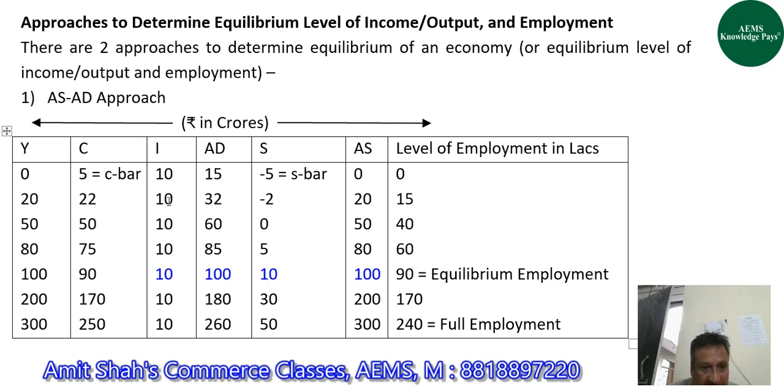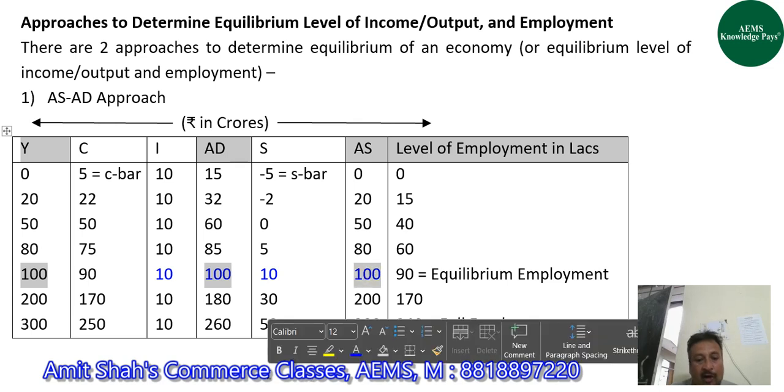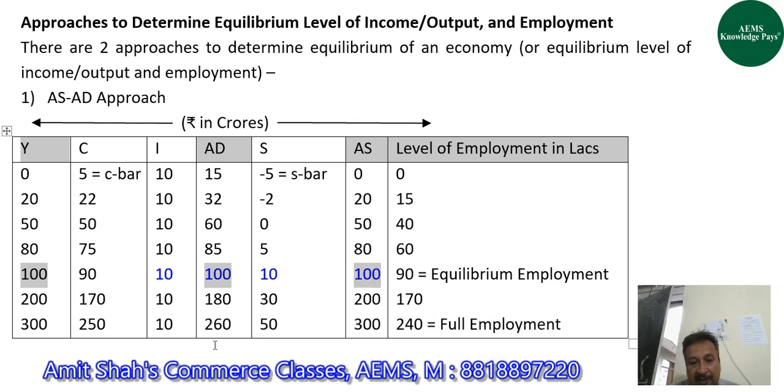So through this chart, I have tried to explain to you the ASAD approach. When we use the AS and AD approach to determine equilibrium level of income, output, and employment, we make four columns: income, aggregate demand, aggregate supply, and level of employment. And you can see here that when income of the economy is 100, at that time AD and AS are also 100 crores. It means the economy has attained equilibrium here.